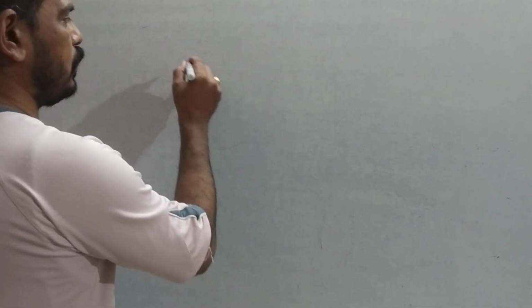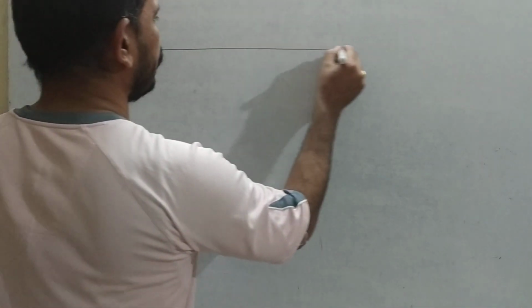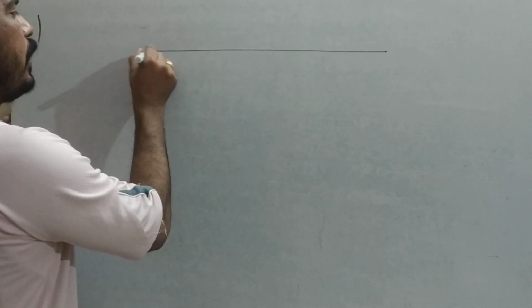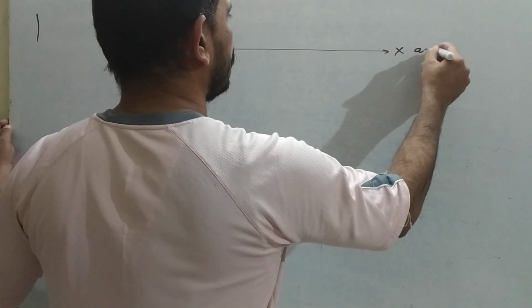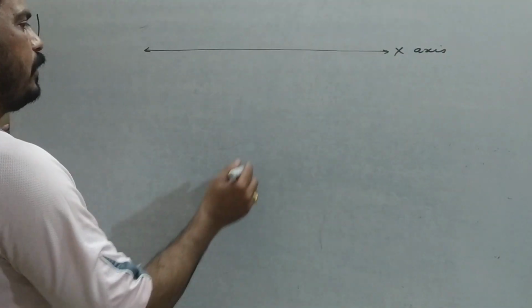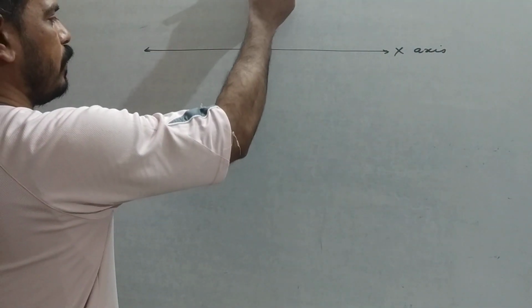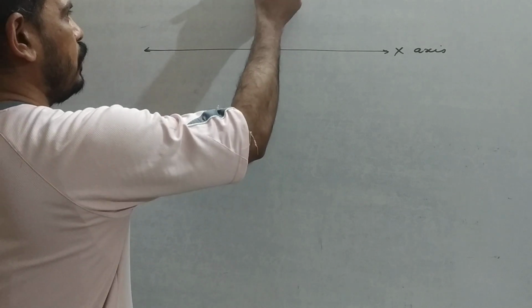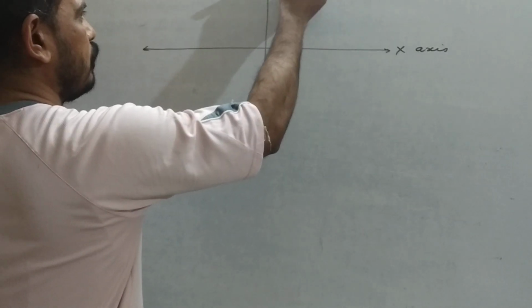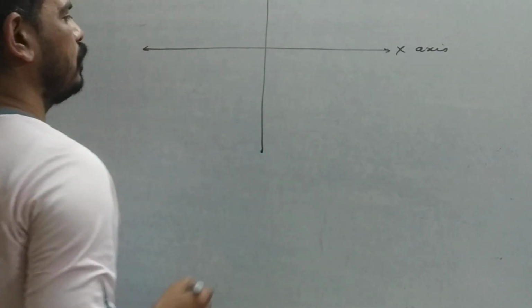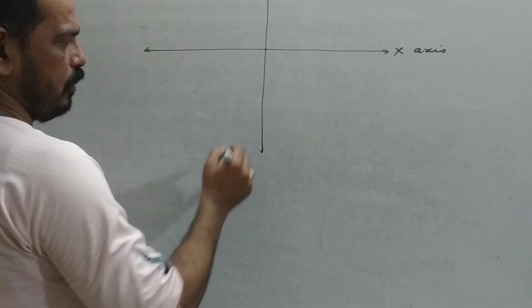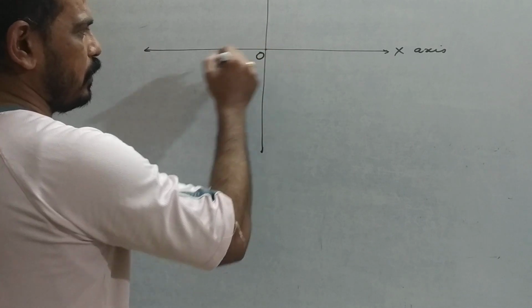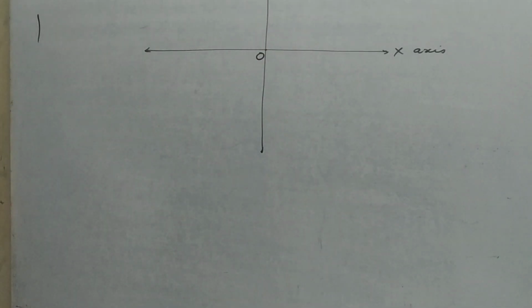Suppose this is a horizontal line. The horizontal line is called the x-axis. And this is a vertical line. The vertical line is called the y-axis. Where both these lines intersect is called the origin. This is called the origin. Okay?